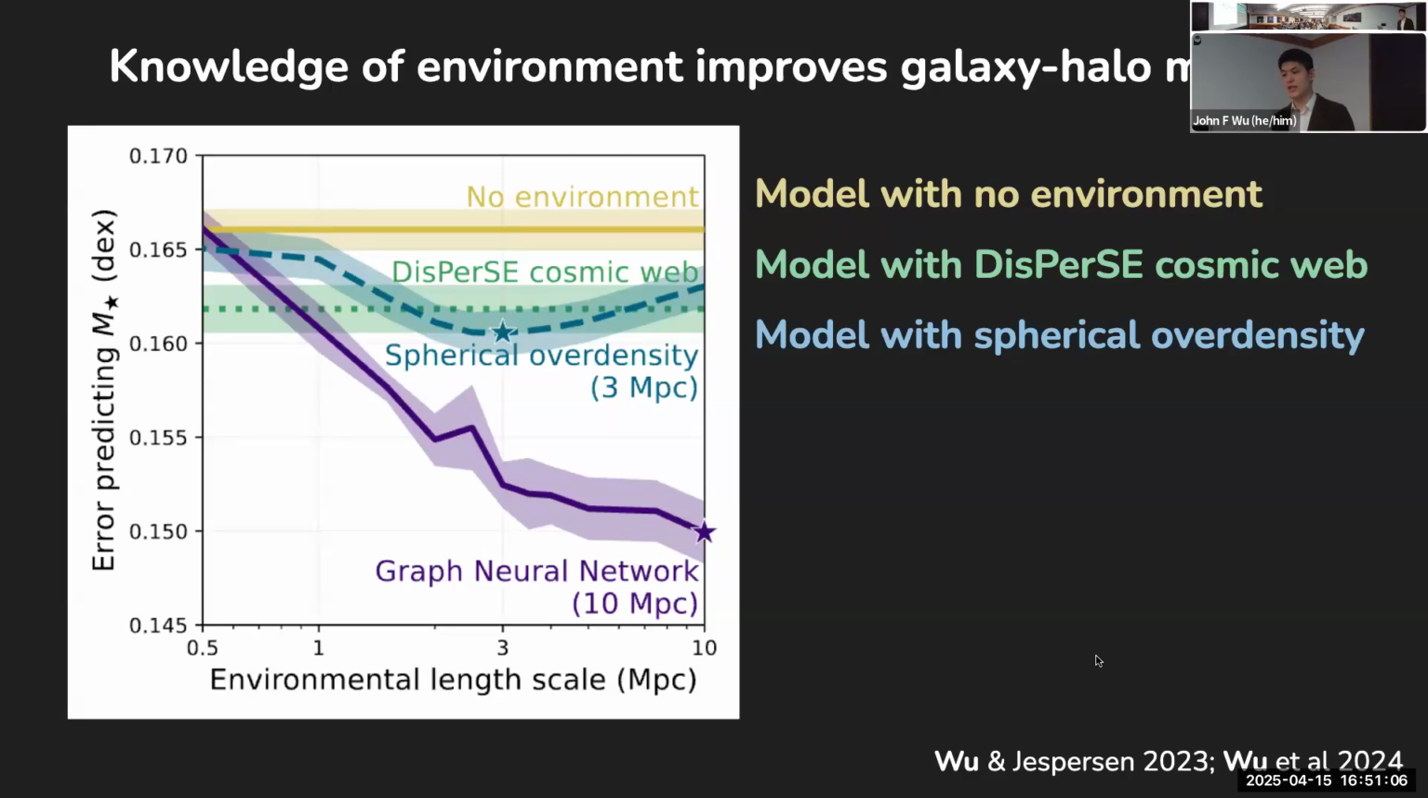But just returning to the question, again, what is the best way to quantify environment in the context of the stellar mass halo mass relation? What we find is that, in yellow, this is a model with no environmental parameters, just purely dark matter halo terms, basically abundance matching. We can compare that against the dispersed cosmic web parameters, which doesn't really have a characteristic length scale. We can change the characteristic length scale of the spherical overdensity, where we get the best results at 3 megaparsecs. And we can do the same thing for the graph neural network. What we see, obviously, is that the environment does make a difference. It helps you reduce the error in predicting the stellar mass.